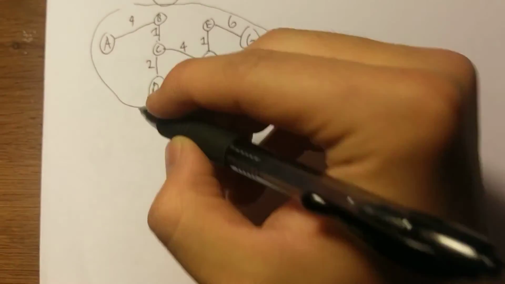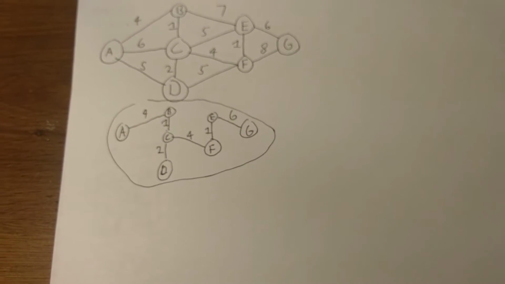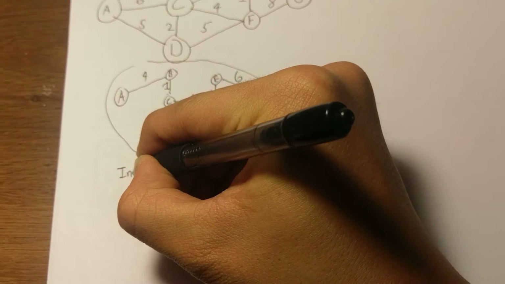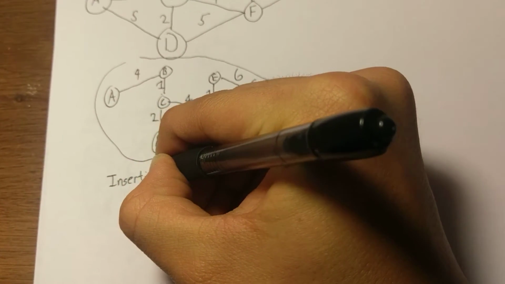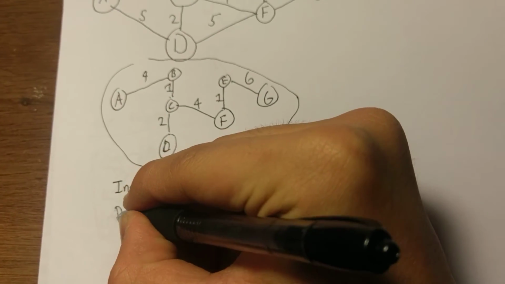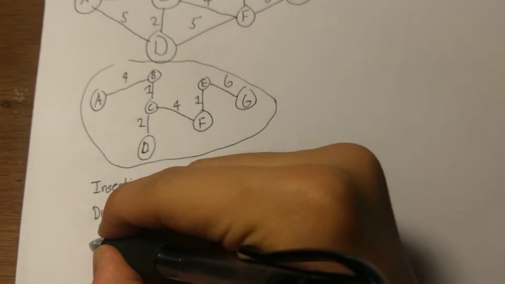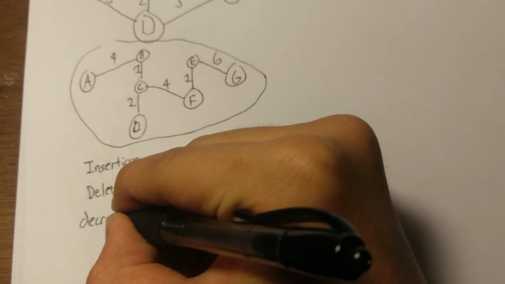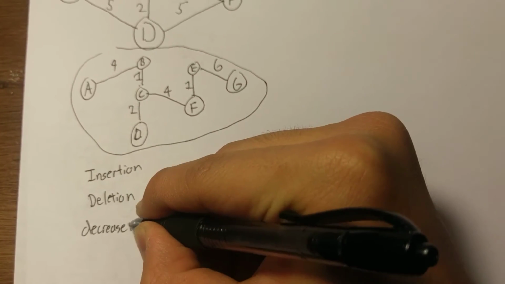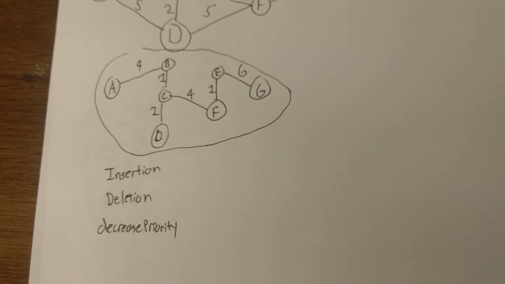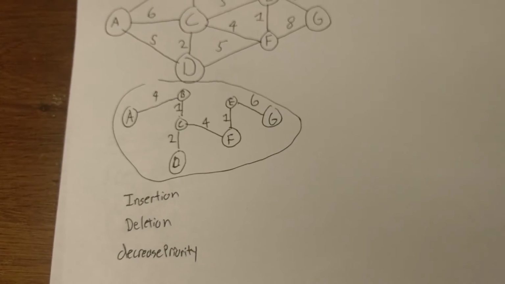Talking about the runtime using a priority queue, we'd like to have 3 operations as part of our algorithm. We'll have insertion, deletion to pop off our minimum edges, and then decrease priority so that we can change our priorities once we remove a node from our cuts.